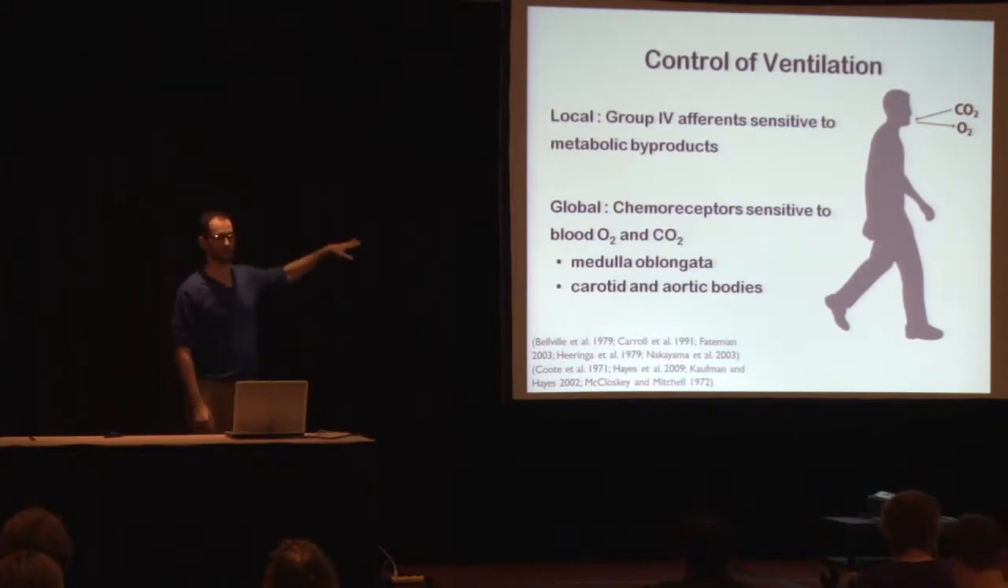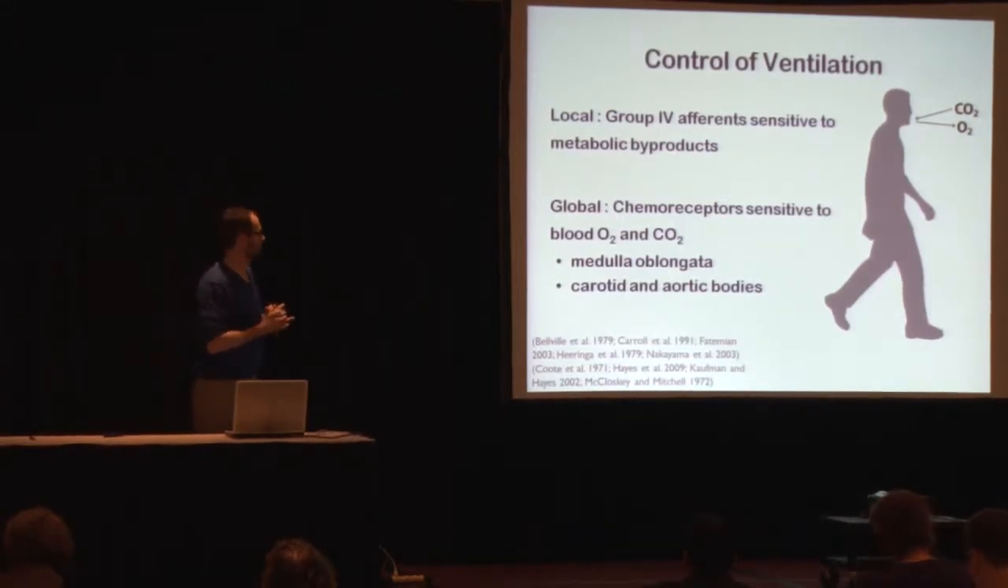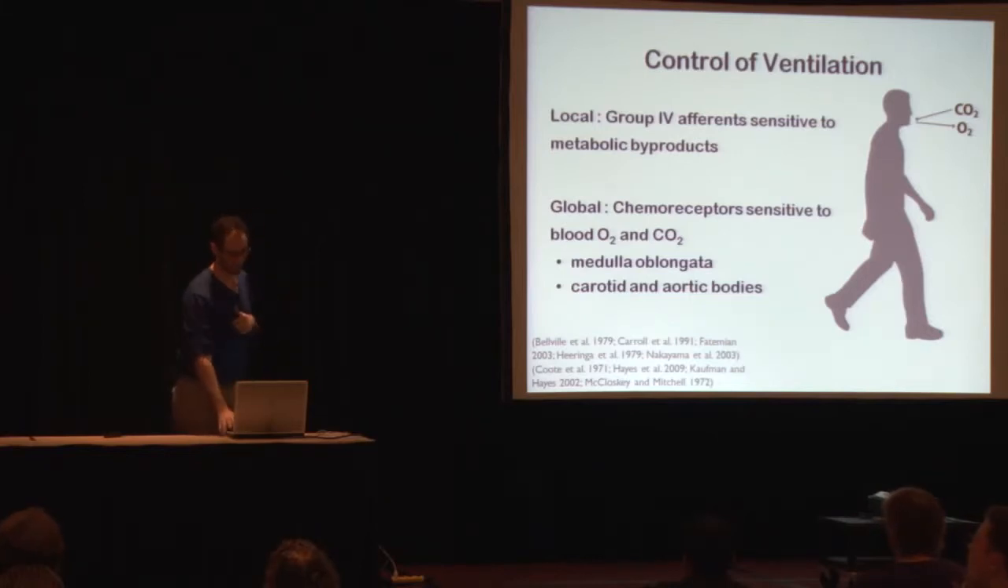The other set of sensors are global sensors: chemoreceptors sensitive to blood oxygenation and blood carbon dioxide. They're located in the medulla oblongata at the base of the brain and in the carotid artery and the aortic arch. These experiments are done similarly, where they isolate the potential sensory sections and then change the oxygenation or carbon dioxide of the blood flow going to them. And we see changes in ventilation.